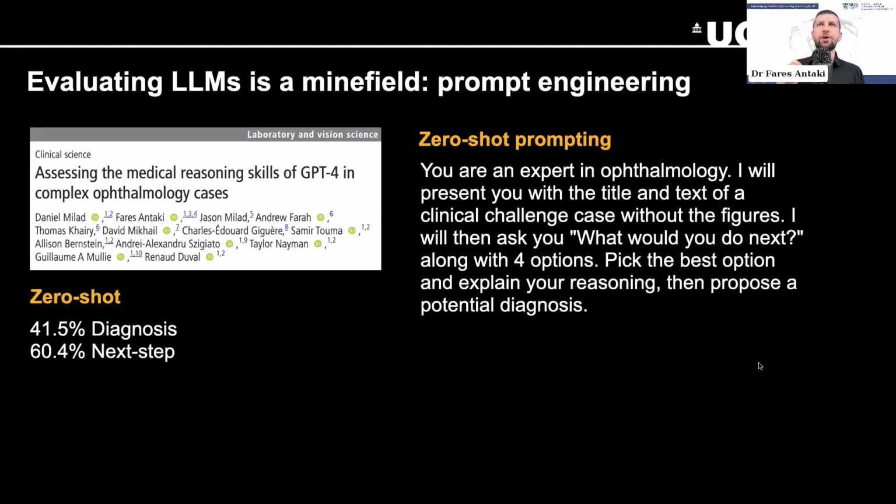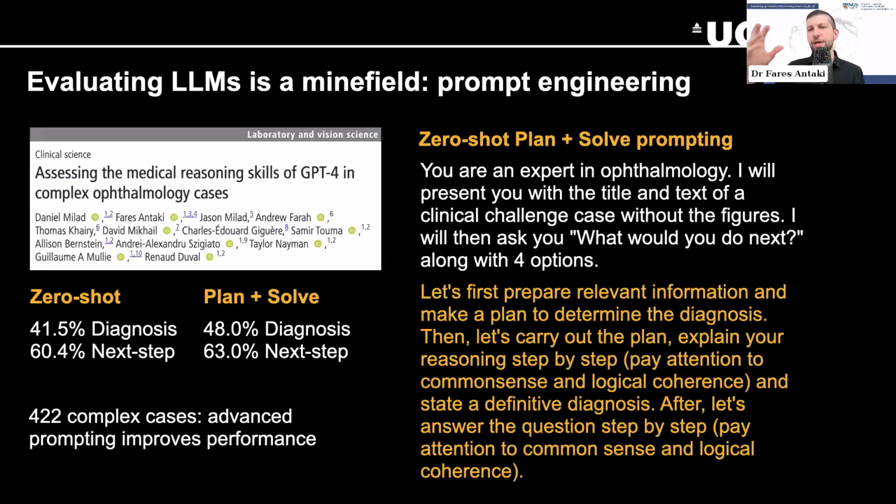But when we do something called zero-shot plan and solve, which is a technique that's been described by other authors, and I copy pasted here, so you have the original prompt, then you ask the model to carry out a plan, to reason step by step, to be careful at common sense and logical coherence, then the model does better. So we get a significant improvement in the diagnosis, and then just a numeric superiority in the next step. And so this was a really interesting finding because for the same model with different prompts, you get different results.